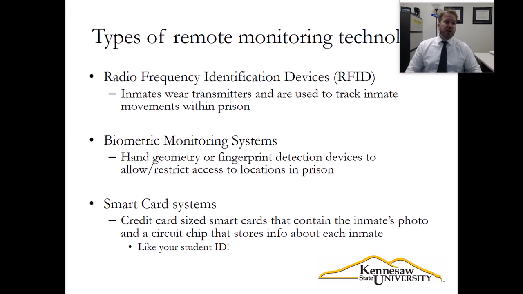There's biometric monitoring systems, so hand geometry and fingerprint detection devices to allow access to different locations. These might be more so used with corrections officers, so they can scan their hand, but this technology is a little bit more expensive than having somebody just look at the camera and see whether it's a corrections officer and let them out.